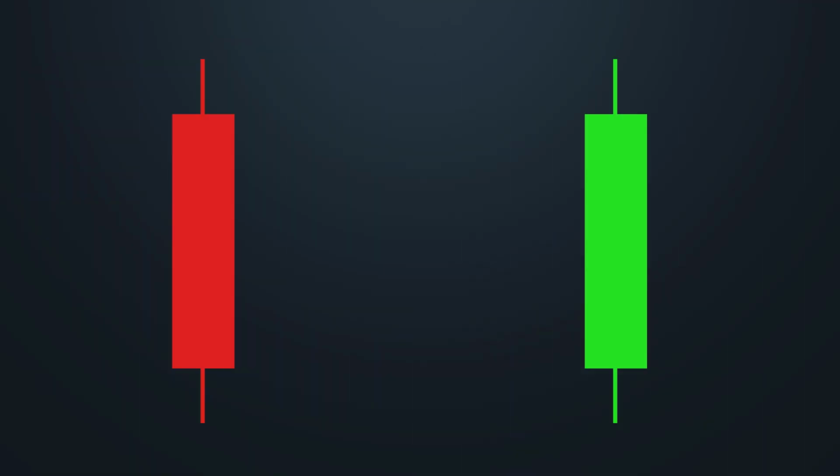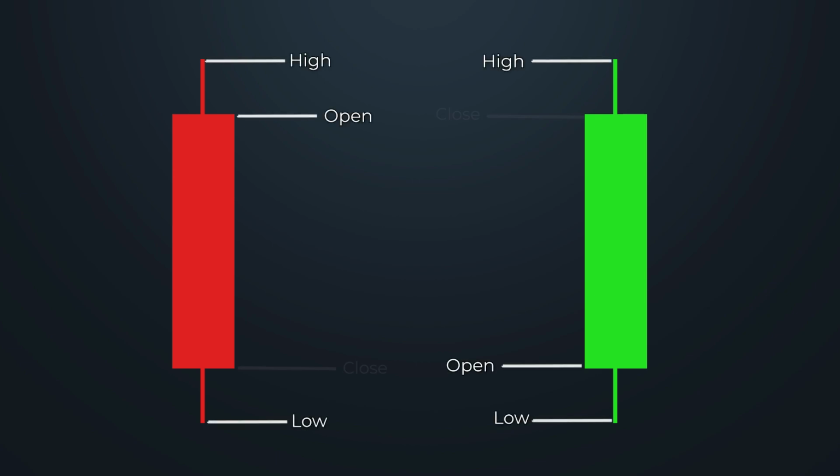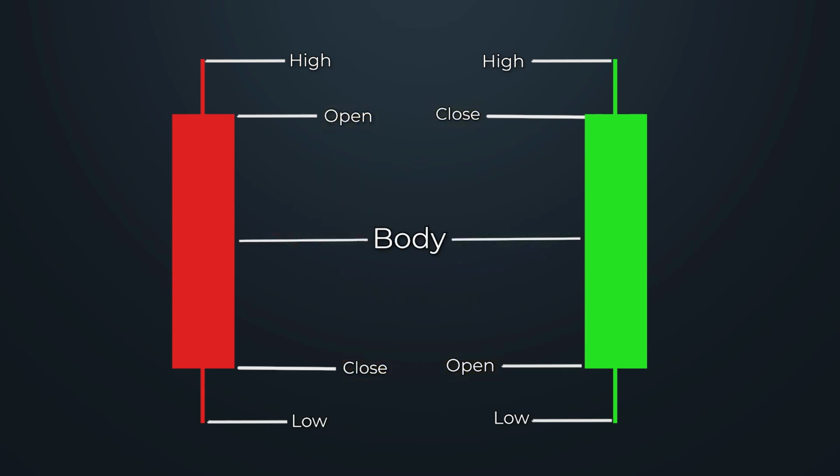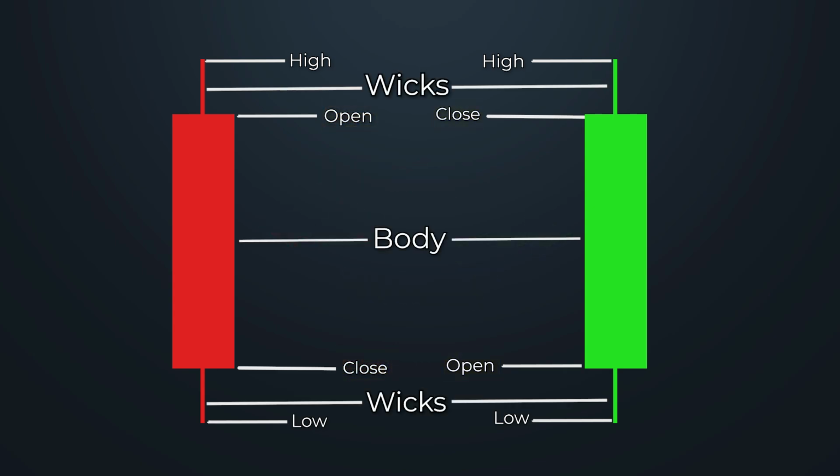It shows us four main things: the open, the high, the low, and the close. When a candle closes higher than it opened, it's green, bullish. Lower, it's red, bearish. The thick part of the candle is the body. The thin lines on top and bottom are the wicks. They show you how far price moved but didn't stick. This is how price speaks, and you need to be fluent.